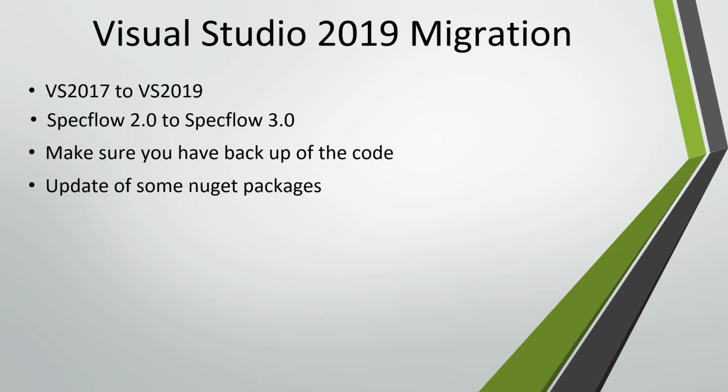Now, during the migration, there are certain things which we need to keep in our mind. First, we need to take the backup of our code base as we are doing the migration process. Certain things will give error or certain things may not work, so we need to refactor our code accordingly. Also, we are going to update certain NuGet packages, not all of them, only a subset of some packages.